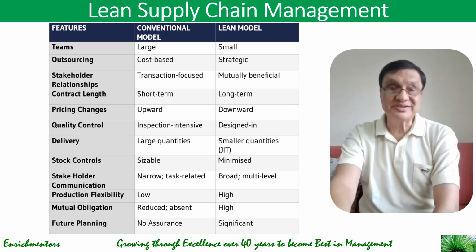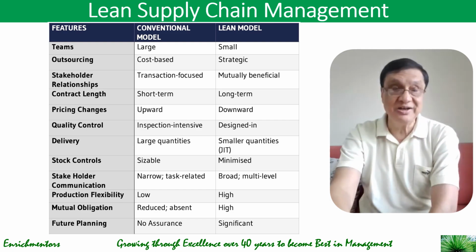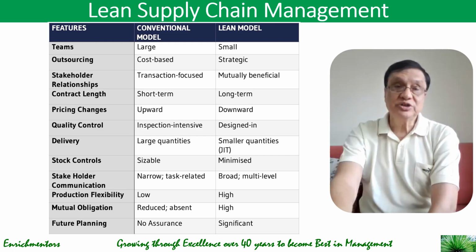The outsourcing is strategic. The relationship between stakeholders is mutually beneficial. The contract length is longer term. Pricing reduces, actually, the cost reduces. Quality control is built in, designed in. Delivery happens in JIT, smaller quantities. Stock controls are minimized. Stakeholder communication is broad, at multiple levels. You have a lot of flexibility, there is high mutual obligation, and future planning is significant. So this is how lean supply chain management is.